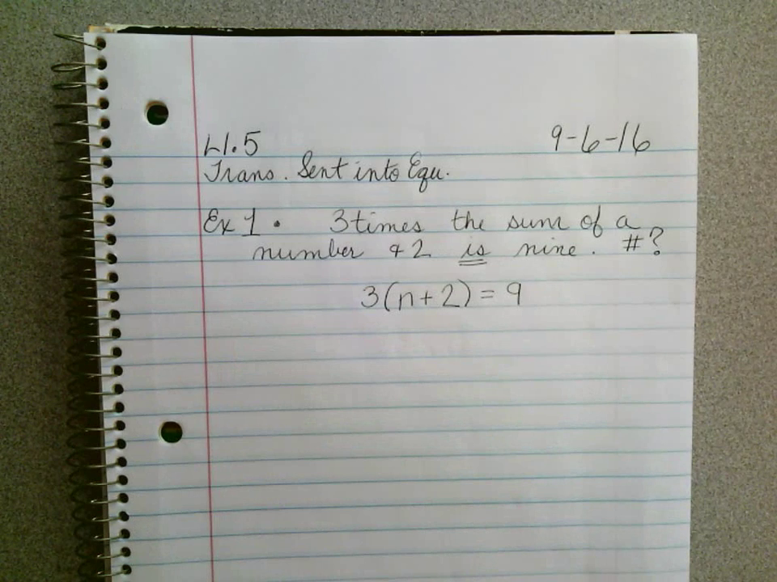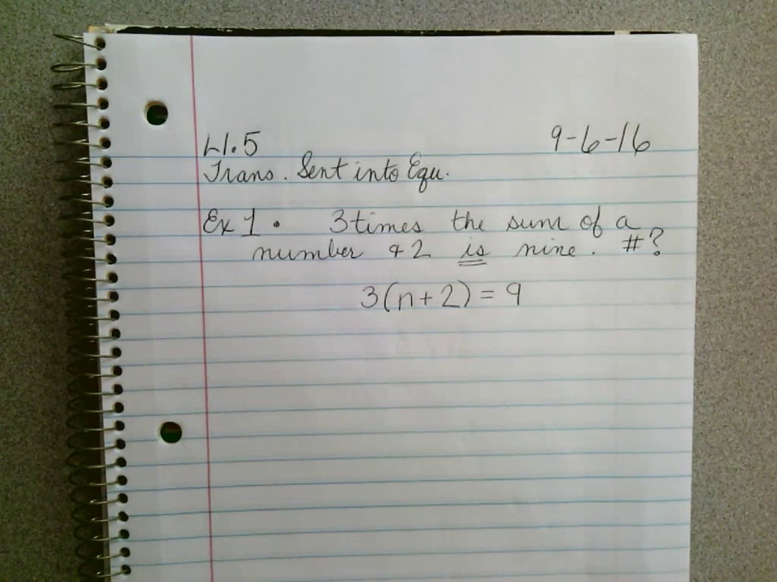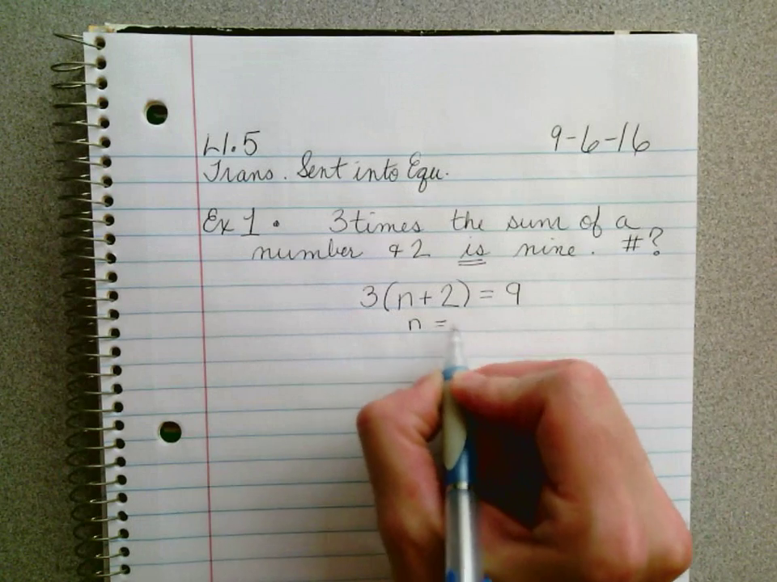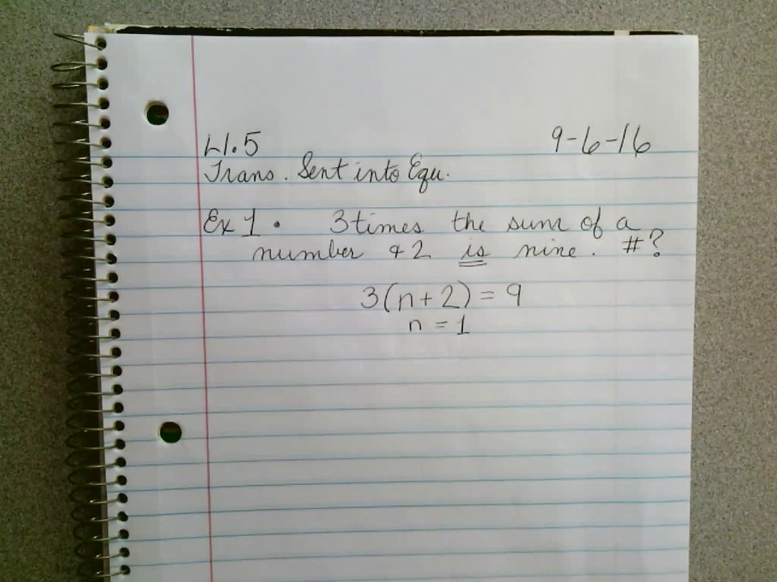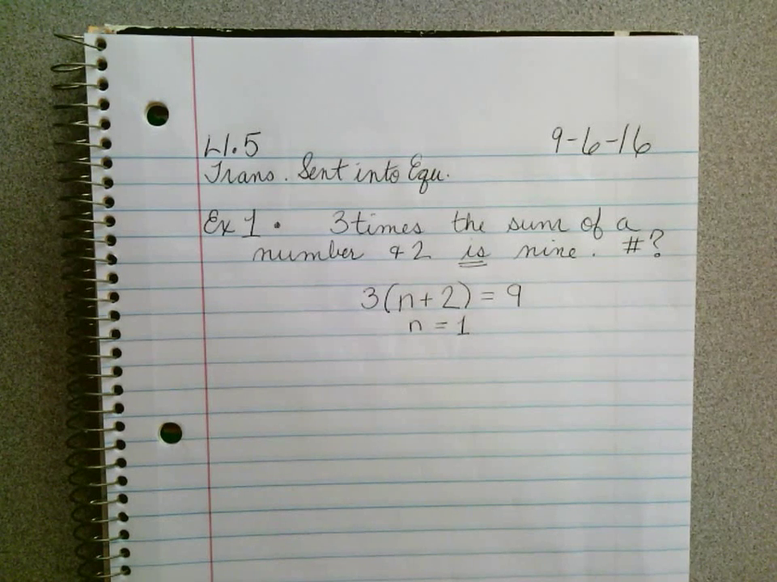You know what, I'm making this up, so bear with me. 3 times the sum of a number and 2 is 9. Yeah, the answer would be 1. Okay? N would equal 1, because you know that this has to equal 3, right? So your number would equal 1. All right.